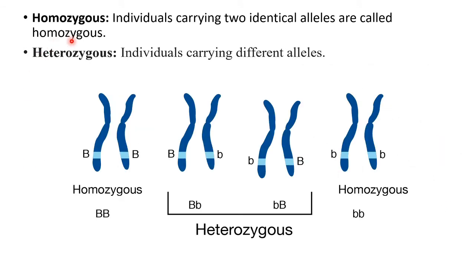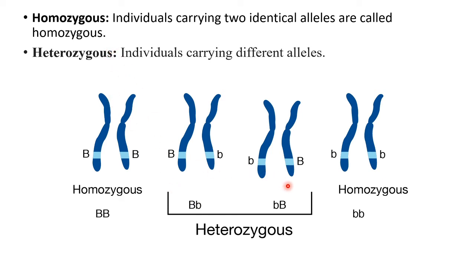Let's learn homozygous and heterozygous condition. Homozygous and heterozygous are terms that are used to describe allelic pairs. Individuals carrying two identical alleles, just like capital B or the recessive small b, that condition is called homozygous condition. But the individual organism which carries different alleles, one dominant and the other recessive, that is capital B, small b, that condition is called heterozygous condition.